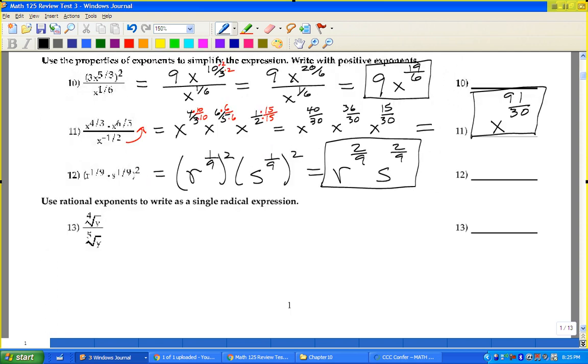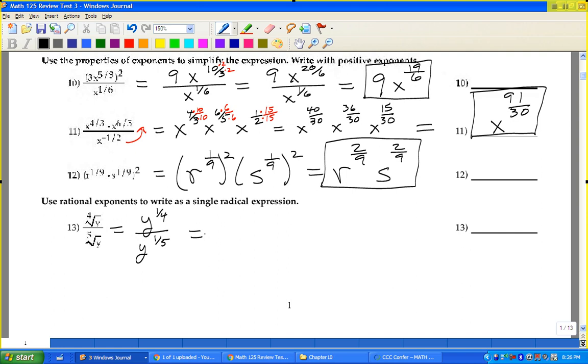Okay. Sorry about that. Use rational exponents to write as a single radical expression. Okay, so this is equal to y to the 1/4 over y to the 1/5.